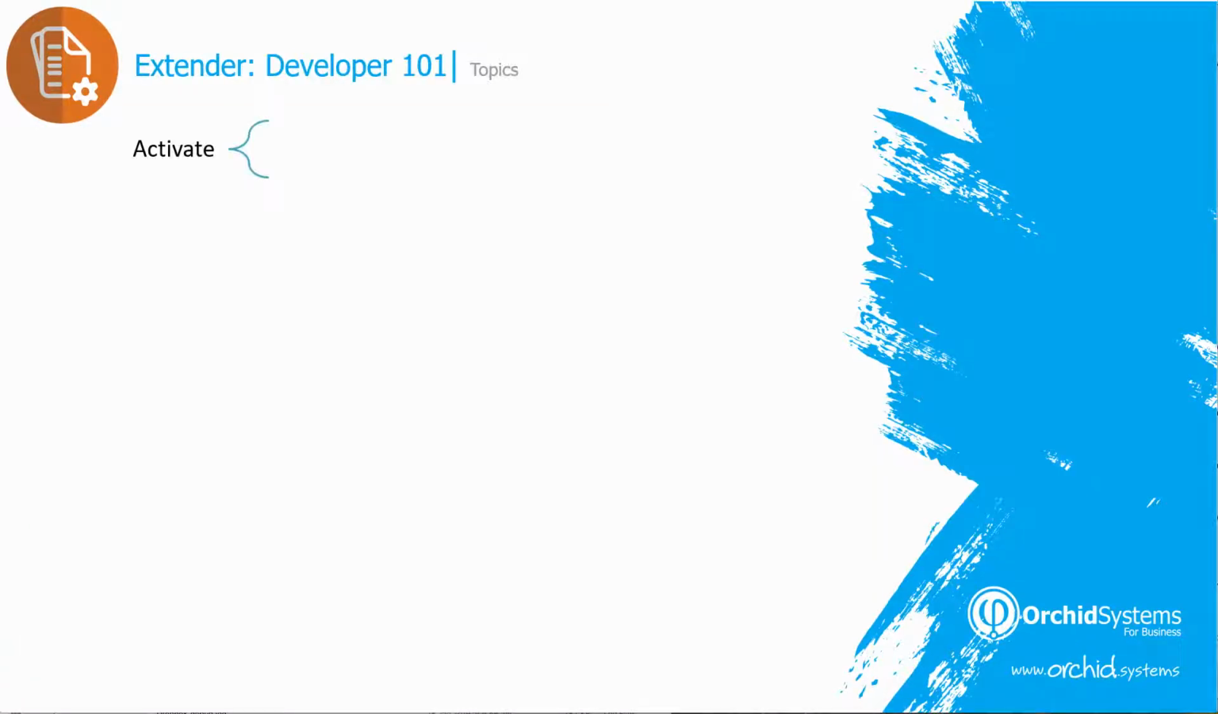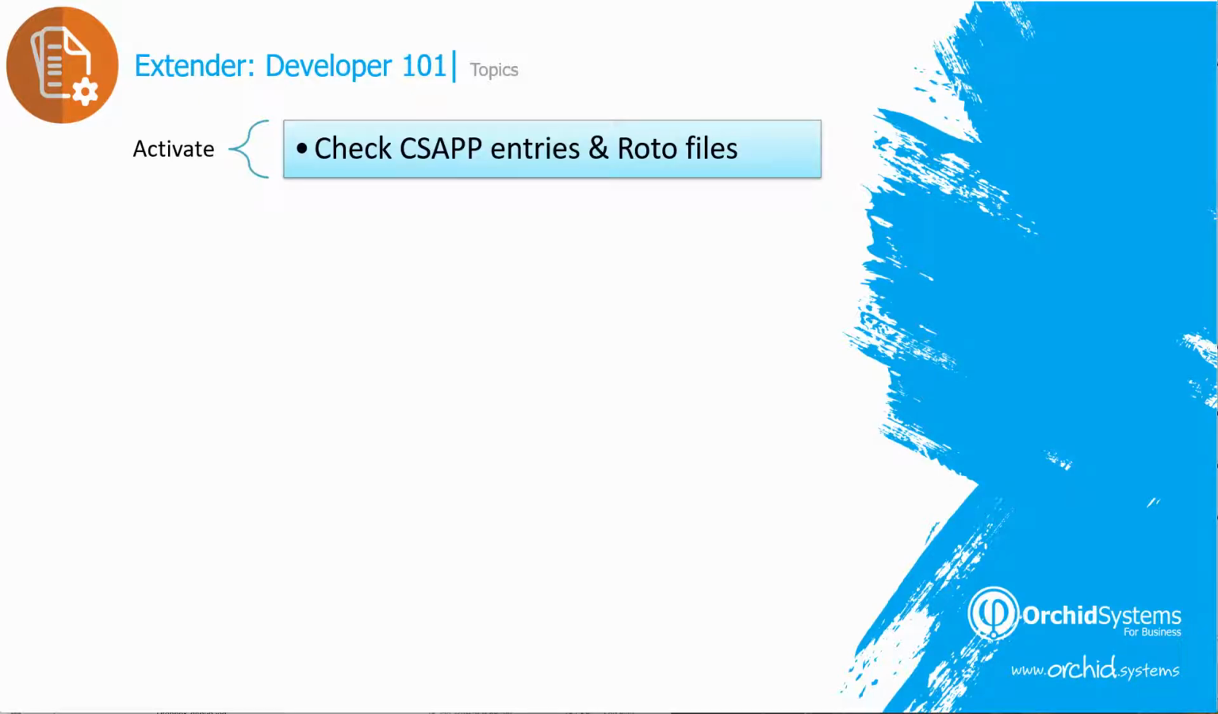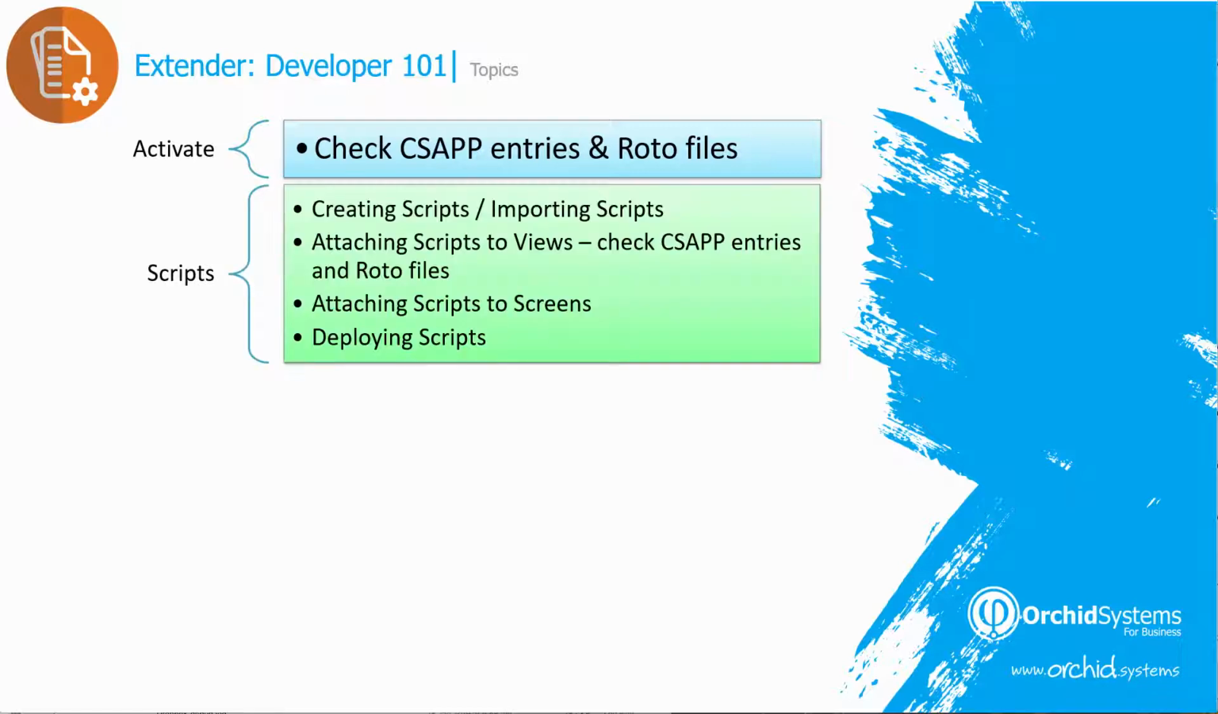In this training, we're going to activate Extender and see the effect that has on your CS app entry and your roto files. Then we're going to work with scripts. We're going to create a script, show you how to import a script, attach a script to the view, and check the CS app entries and roto files. We're also going to attach a script to screens and see how to deploy scripts.